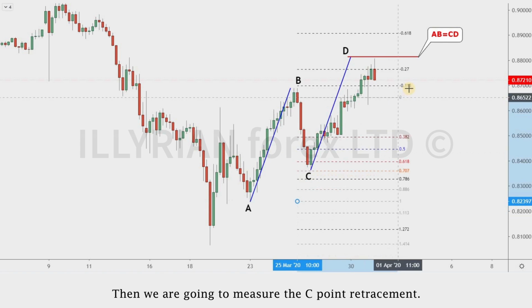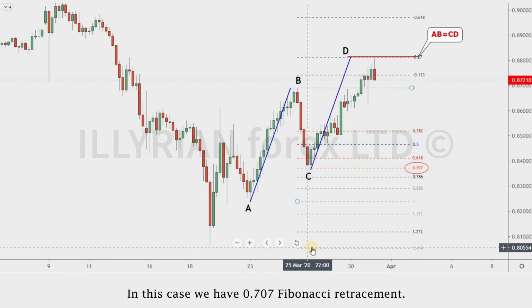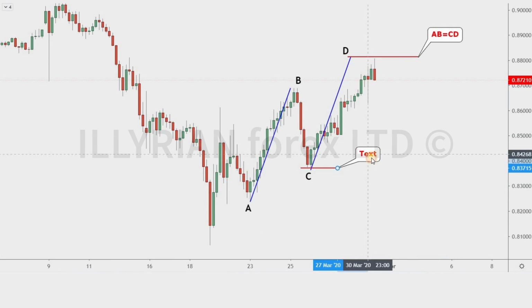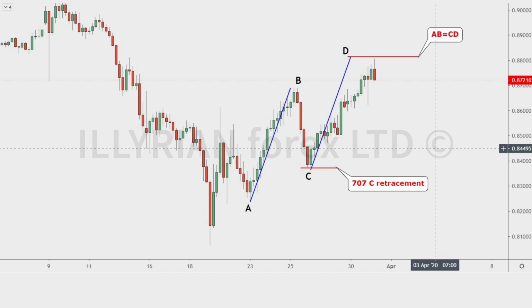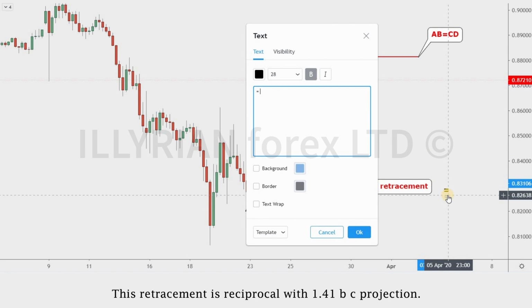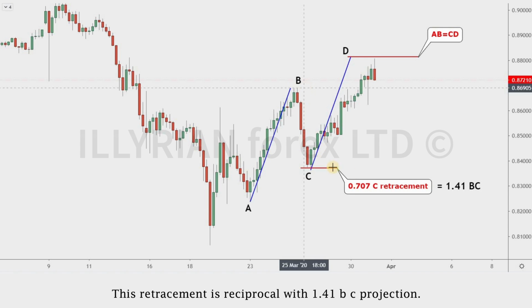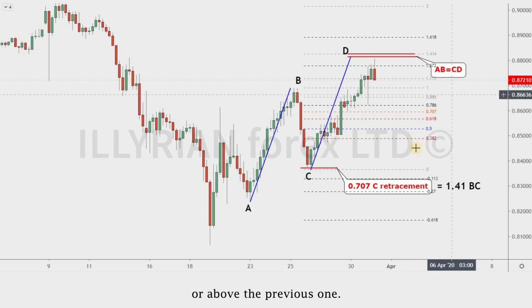Then we are going to measure the C-point retracement. In this case we have a 0.707 Fibonacci retracement. This retracement is reciprocal with the 1.41 BC projection. This defines the second boundary of the PRZ, which can be below or above the previous one.